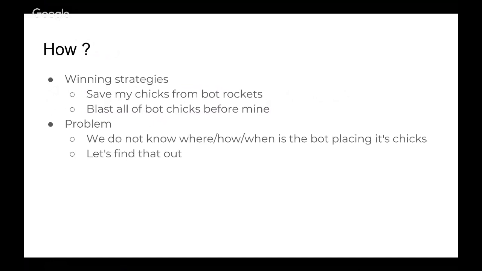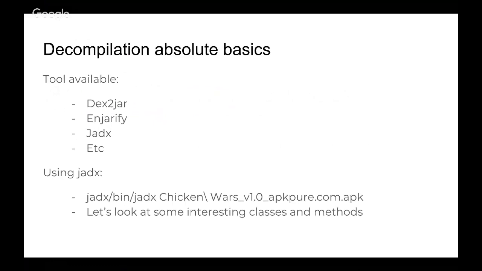But we figured out that the bot never really pre-calculated where to put the chickens. So it was like when we place our rockets, after that alone, when we pressed on ready, it was then that the bot in runtime decided where to put its chickens, right?